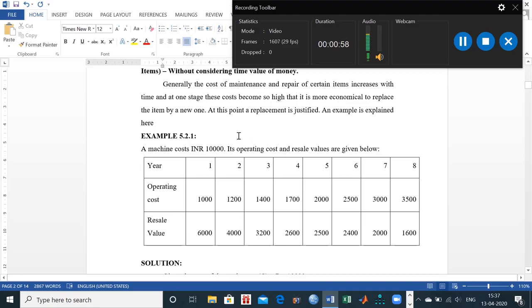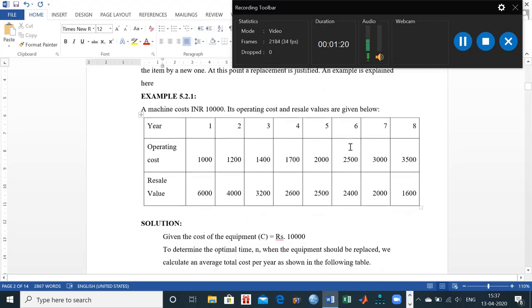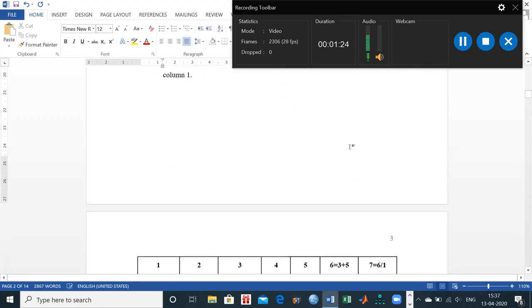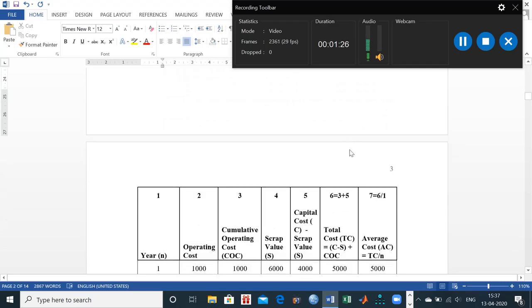Now this being the problem that we have, wherein the capital cost of the machine is 10,000 rupees, the operating cost or the running cost and the resale values of the machine are given here. Now we need to go into solving the problem. To solve the problem, we will create a small table with these headings. Now have a look at these headings here.